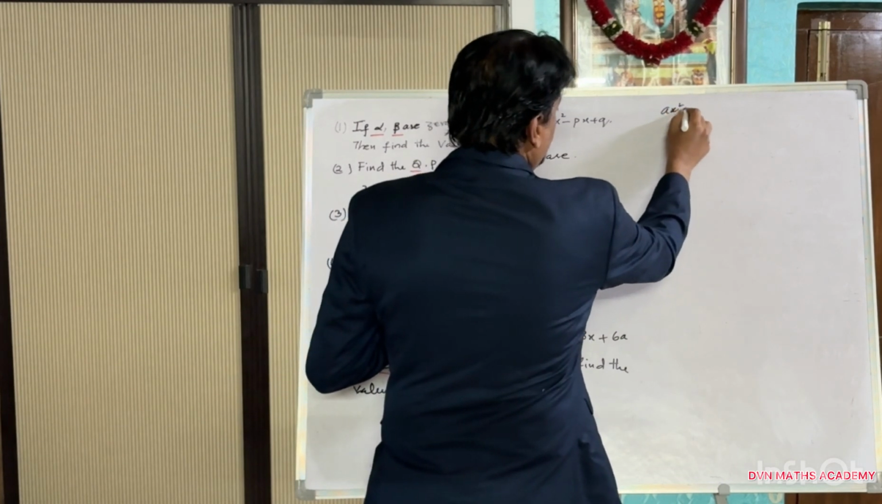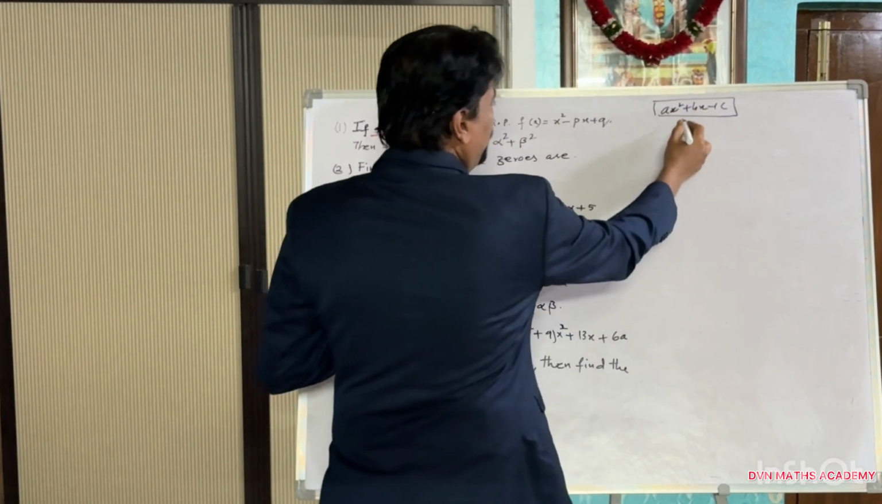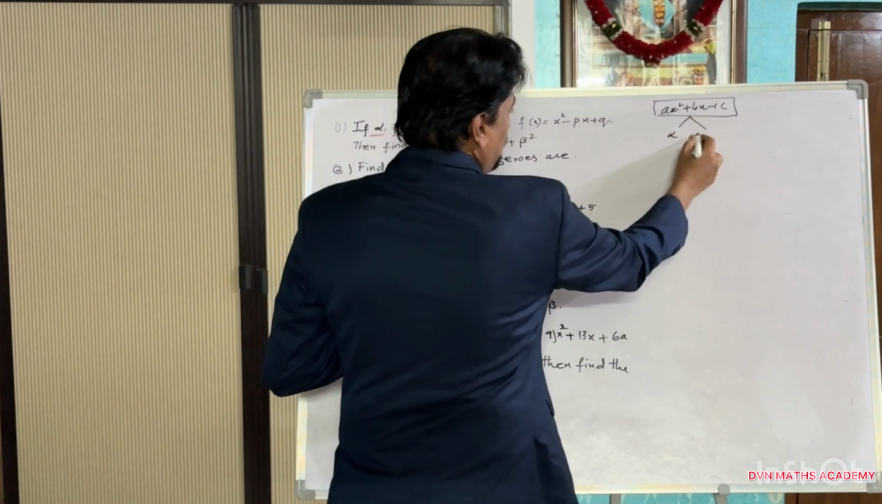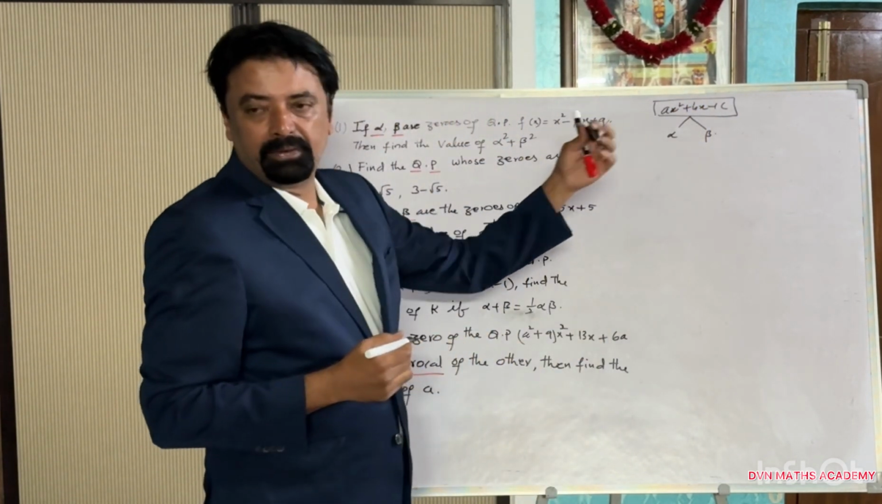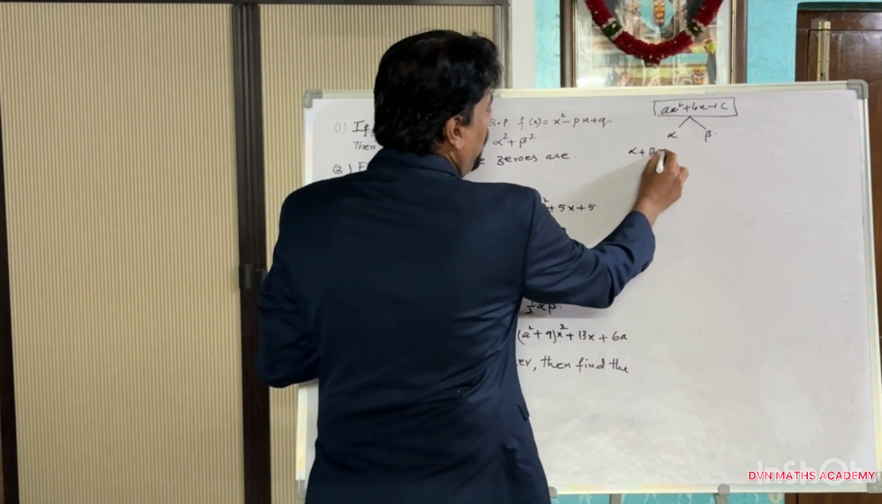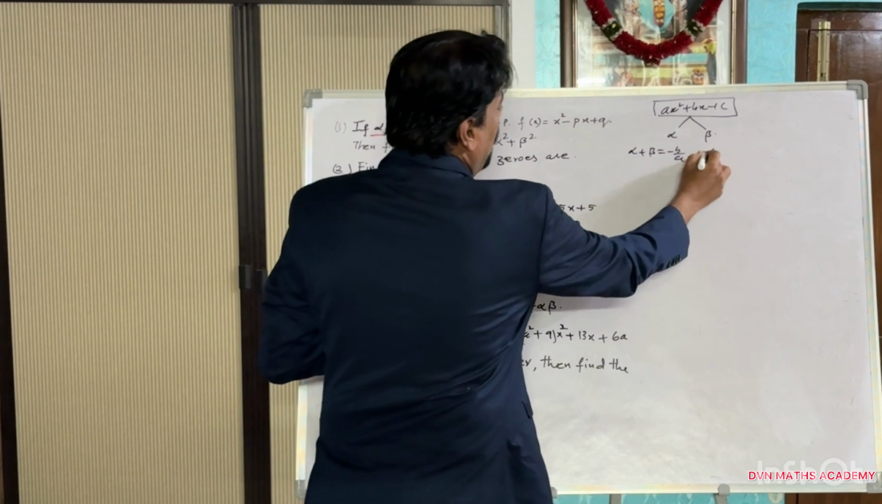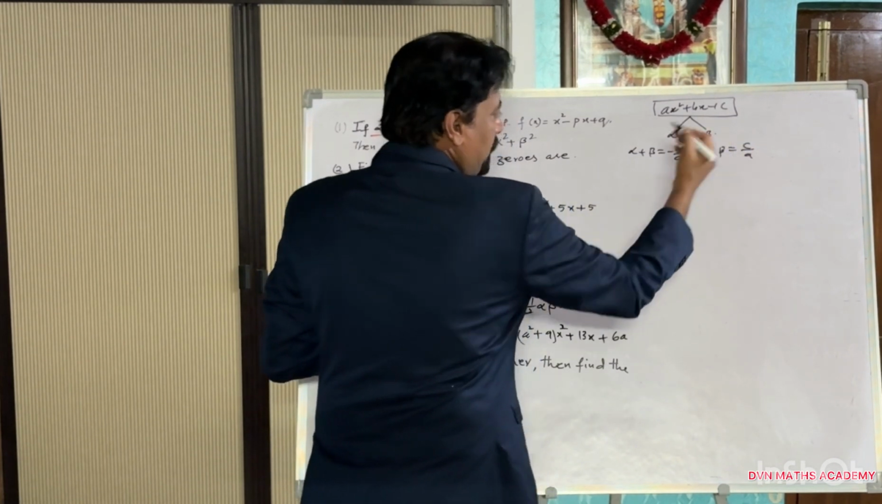ax square plus bx plus c is the general form of a quadratic polynomial. It has two roots: one root is alpha, the second root is beta. And you know the relation between alpha and beta also. Alpha plus beta is equal to minus b by a, and alpha beta is equal to c by a.